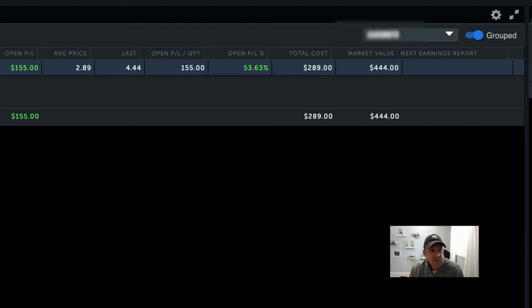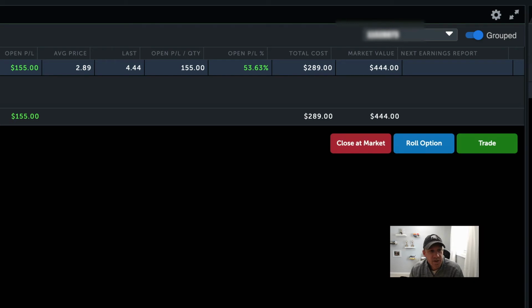If you want to close it, you just click on the option here in your positions tab in TradeStation, and you'll see close at market. When you click this red close at market button and go through the process there, it will close it at the exact level that you're at when you start this process. So it doesn't wait till the end of the day's price. Some people have asked me that just today, and I just want to make it clear that when you close this out, it closes it out right then and there.